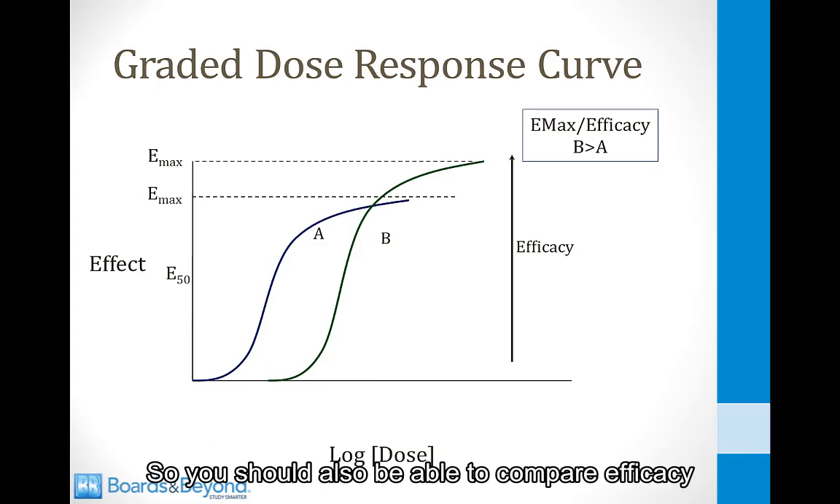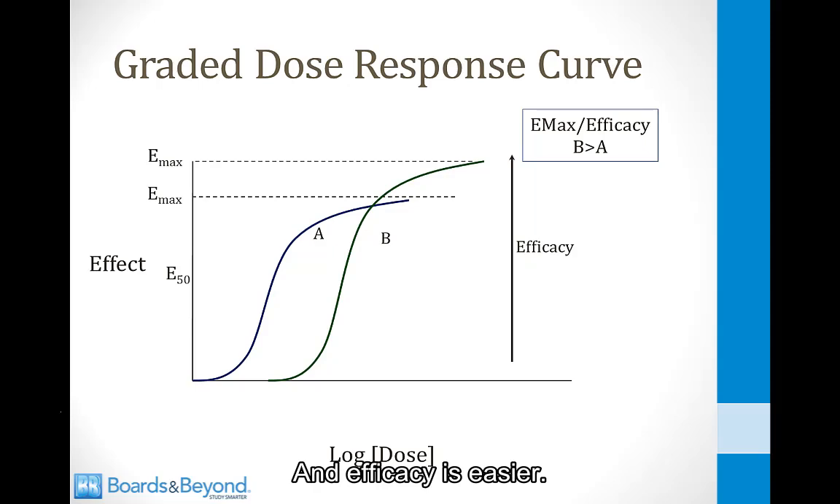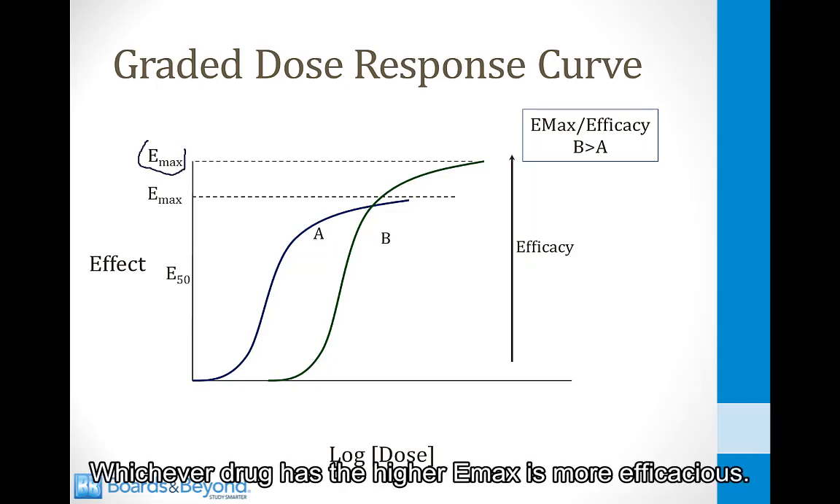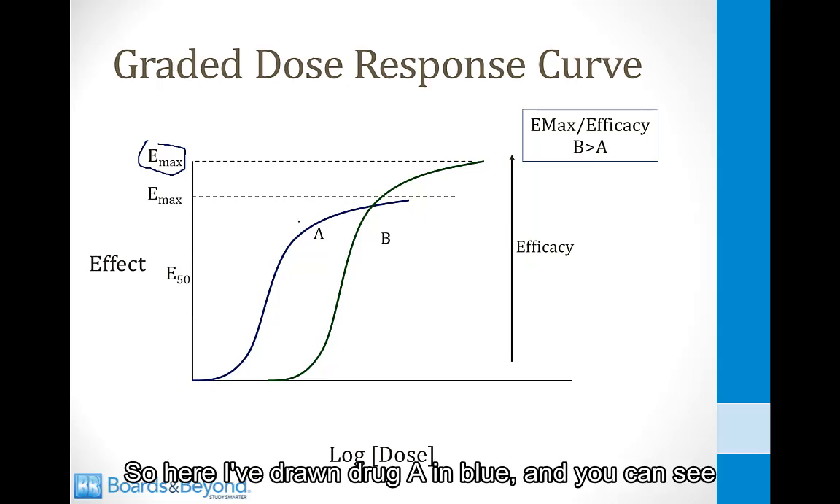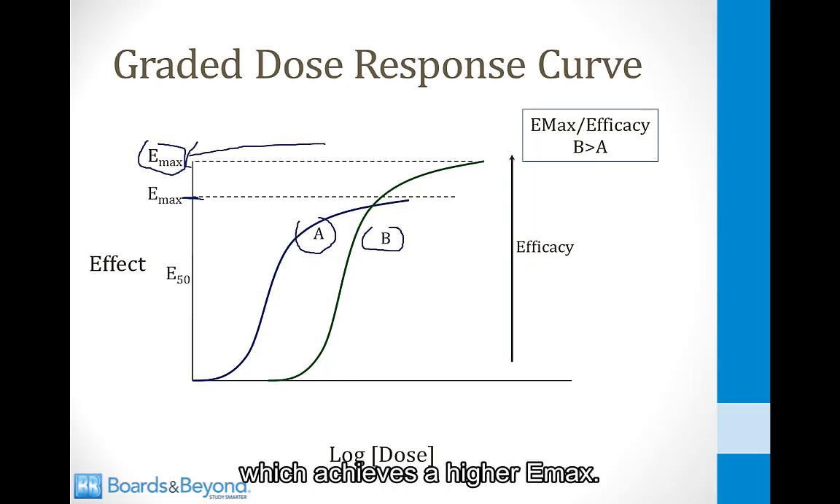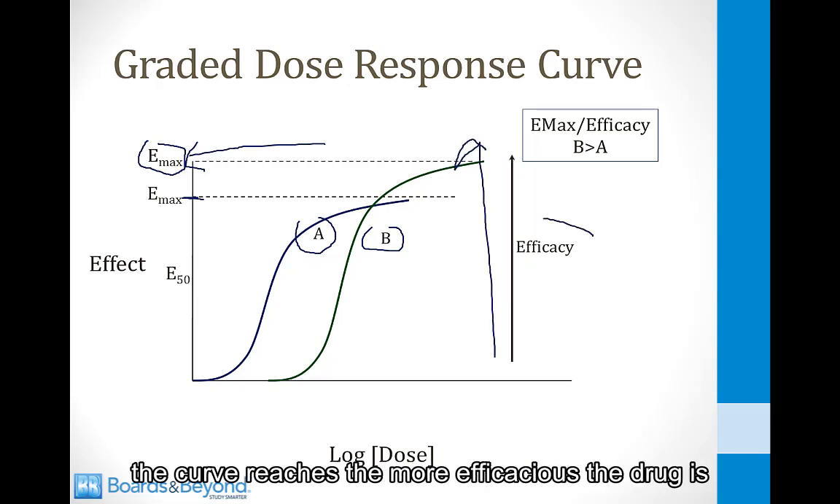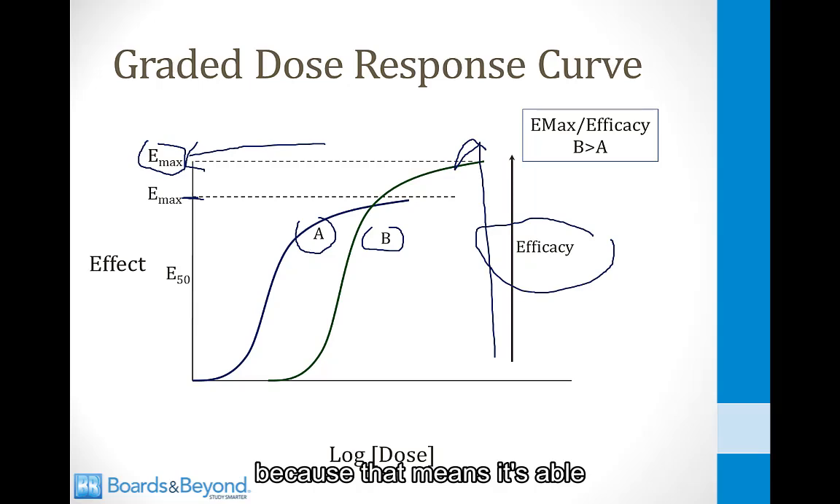So you should also be able to compare efficacy for 2 different drugs from a dose response curve. And efficacy is easier. Whichever drug has the higher Emax is more efficacious. So here I've drawn drug A in blue, and you can see that its Emax here is somewhat low relative to drug B, which achieves a higher Emax. So essentially, the higher up the y-axis the curve reaches, the more efficacious the drug is, because that means it's able to achieve a higher clinical effect.